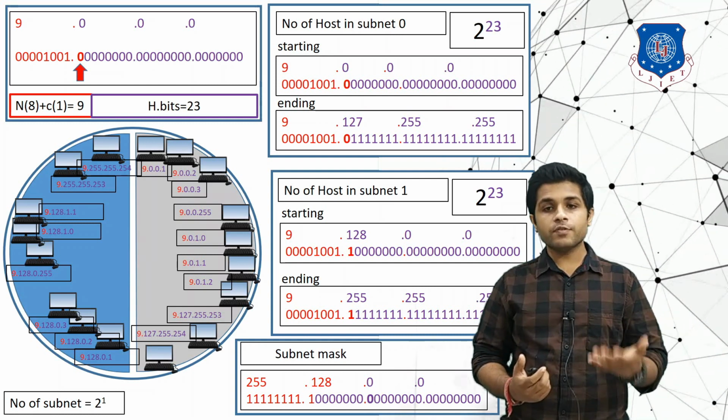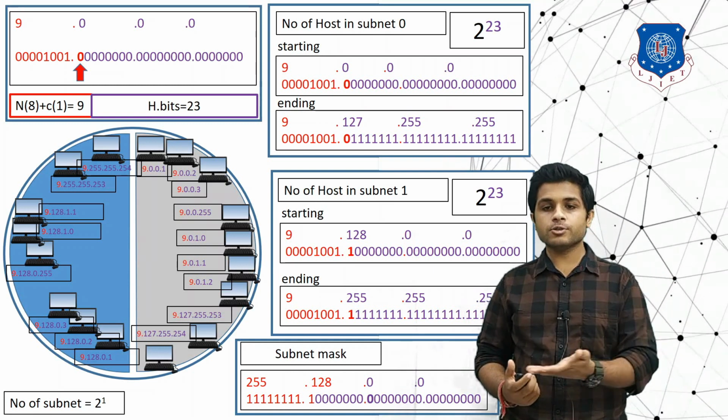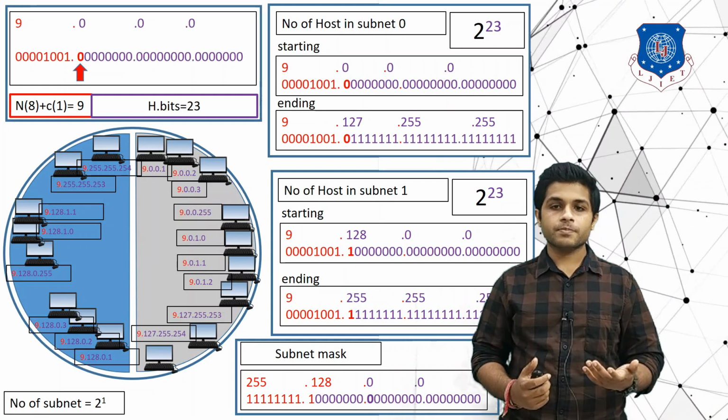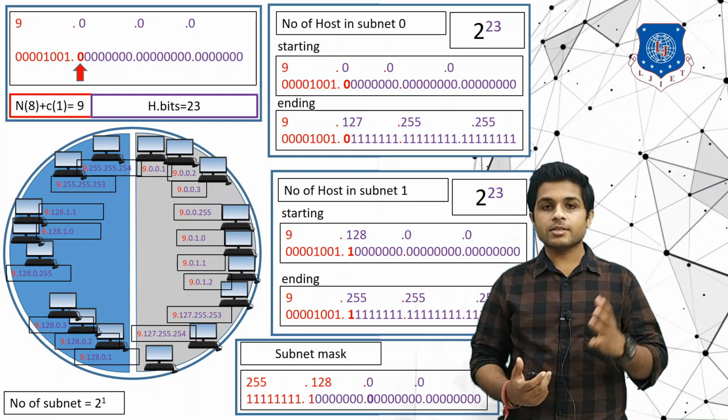Now let's find the value of the subnet mask. To find the value of the subnet mask, we will set all the network bits to 1 and host bits to 0, and you will get 255.128.0.0. So this is how subnetting is done in class A.